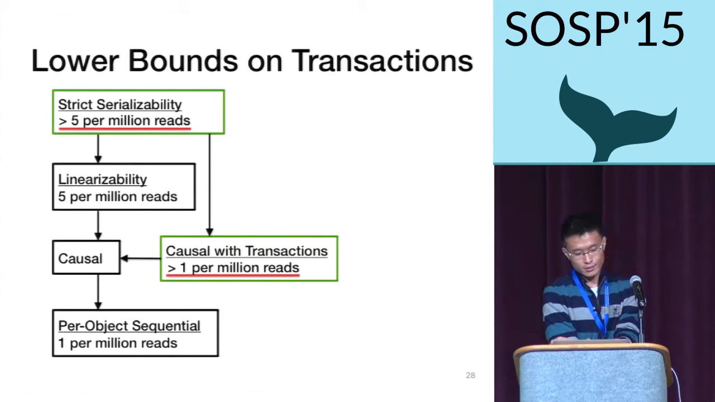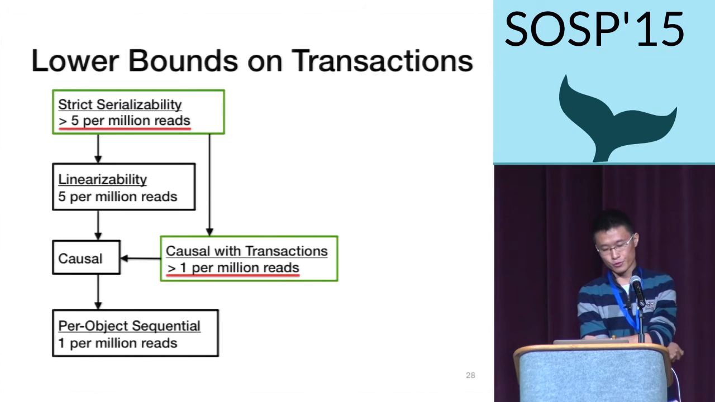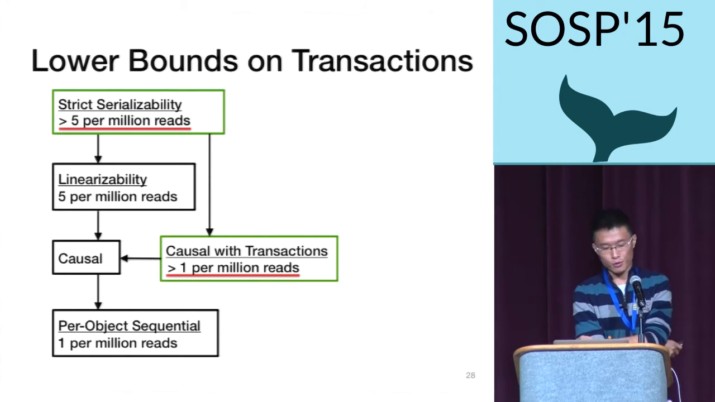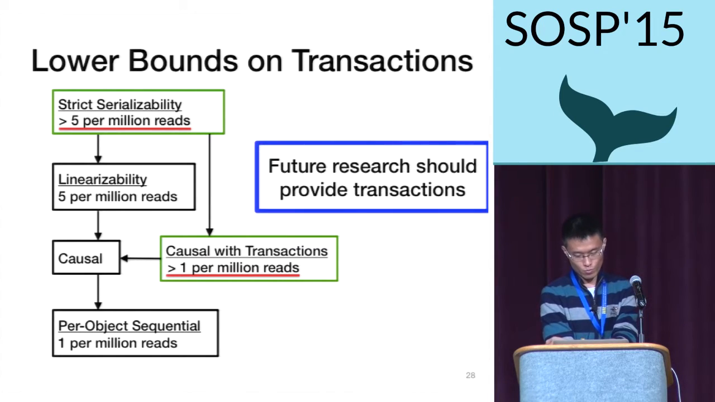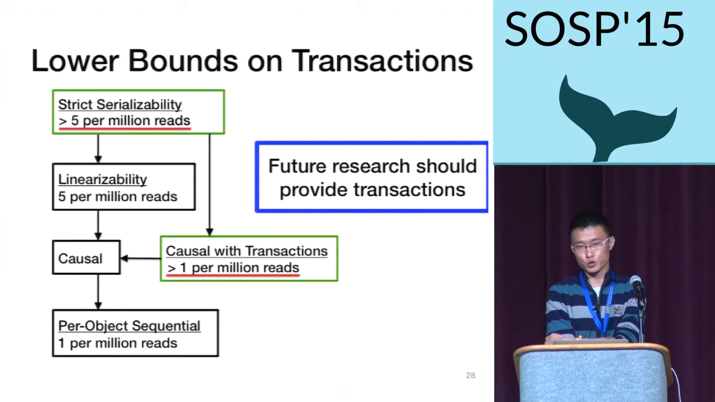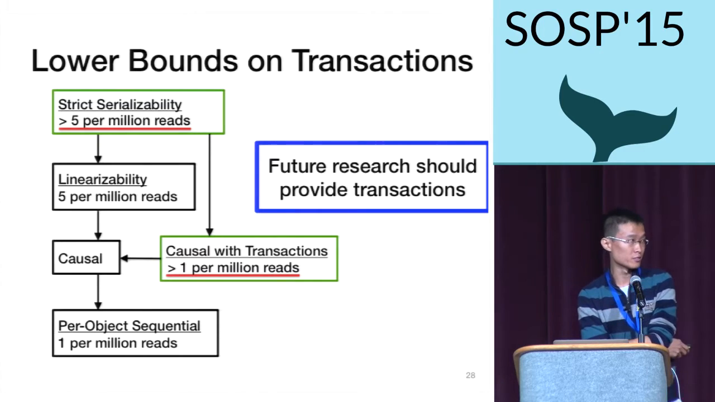So this suggests that from the consistency point of view, in order to maximize the benefit, future research should provide transactions. Fortunately, given there are 6 papers in SOSP this year on distributed transactions, apparently our community is moving towards the right direction.